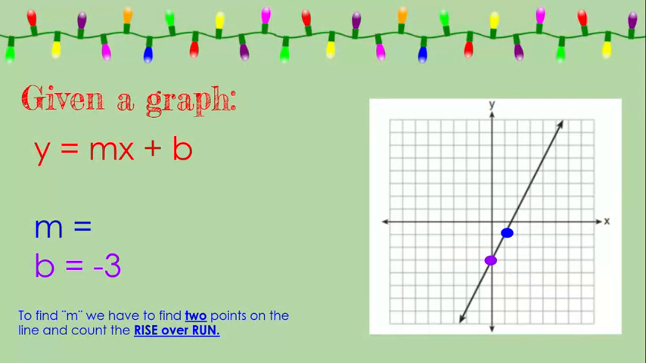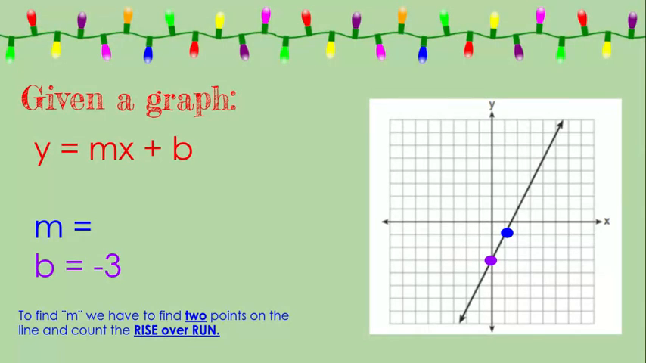Now, it's important to realize that it does not matter which 2 points you pick on the line, because no matter which 2 points you choose, they will all simplify. If you choose correct points and you count correctly, they will all simplify to the same value. So I chose the two that are closest to each other, but if you chose two that were further apart, you would just have to simplify it and you would get the same answer.